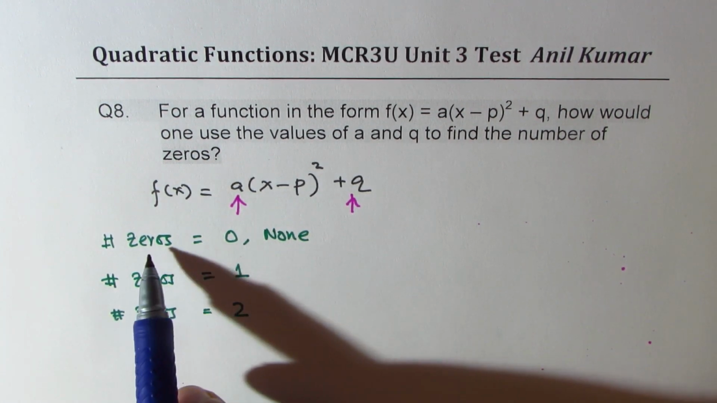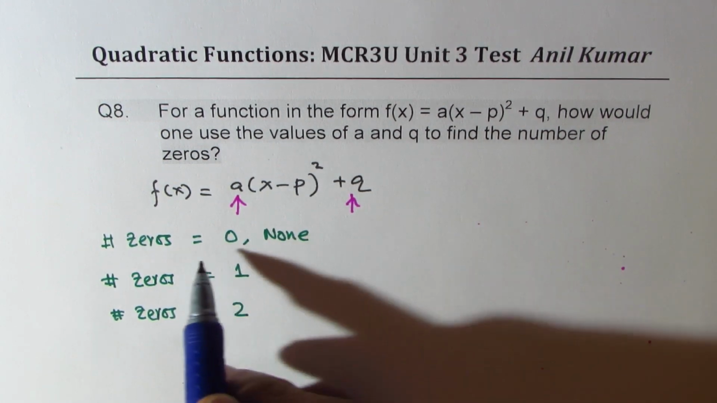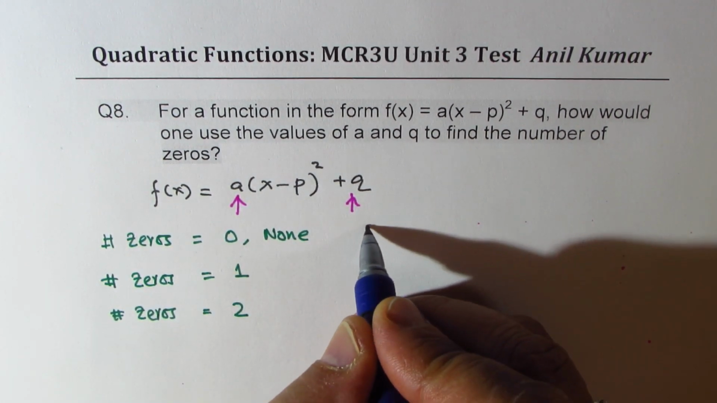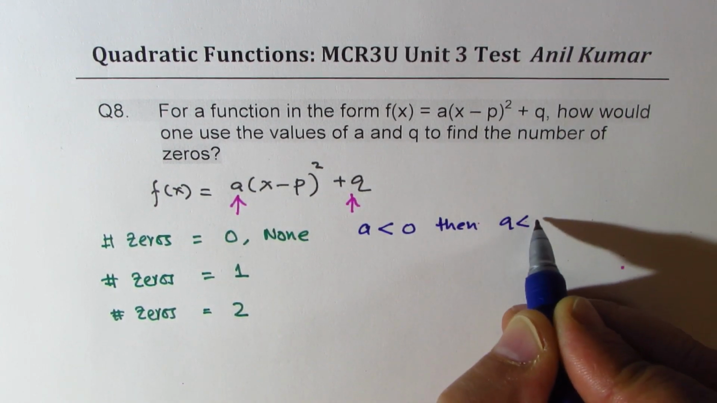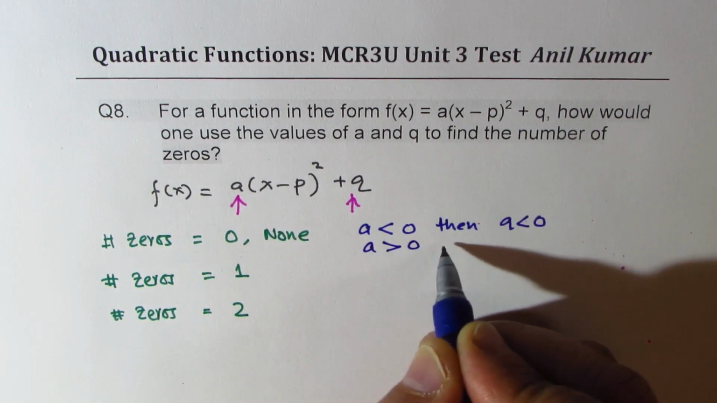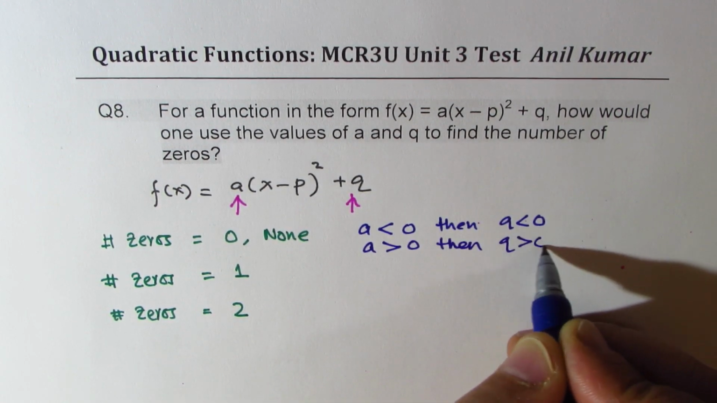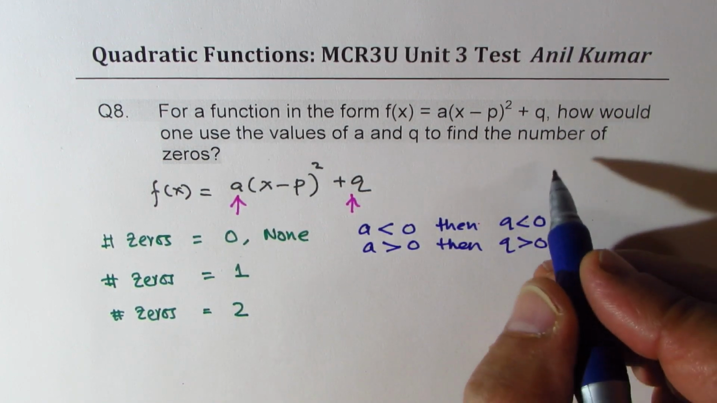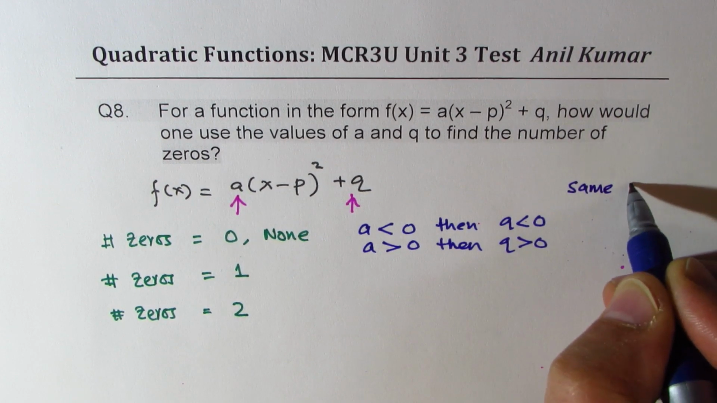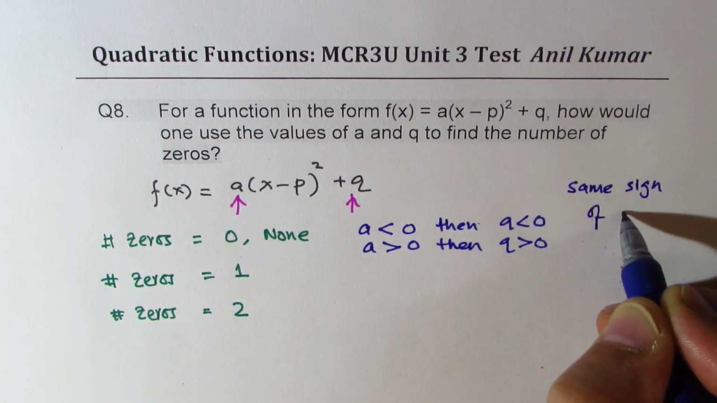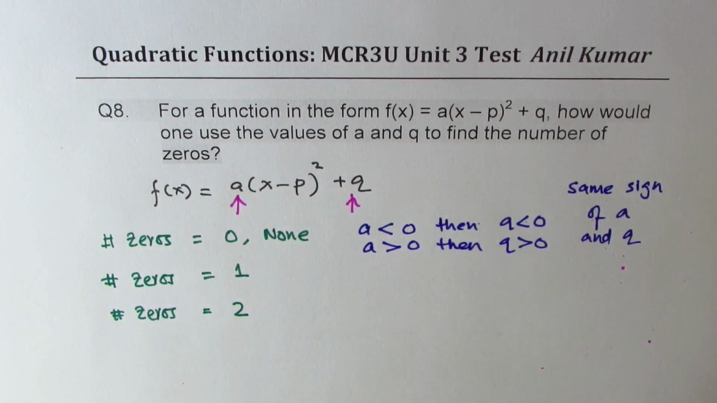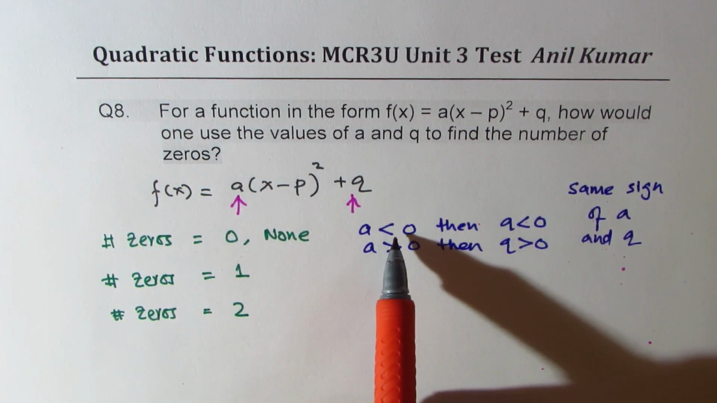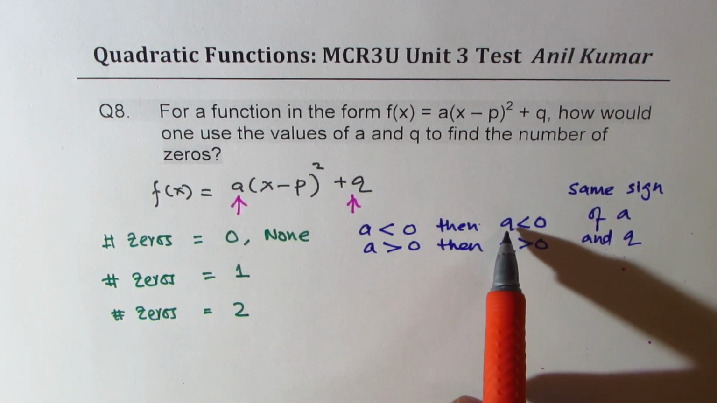For none, no zero at all, it is important that if A is less than 0, then Q is also less than 0, and if A is greater than 0, then Q is greater than 0. That means we have the same sign of A and Q. So that gives you the first condition. Do you understand? Now what we are trying to say here is that if A is less than 0, it is opening downwards, and Q is negative, right?